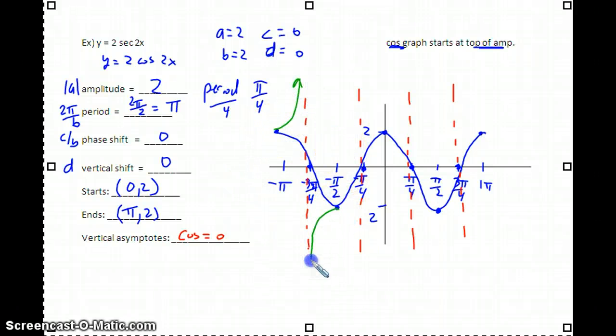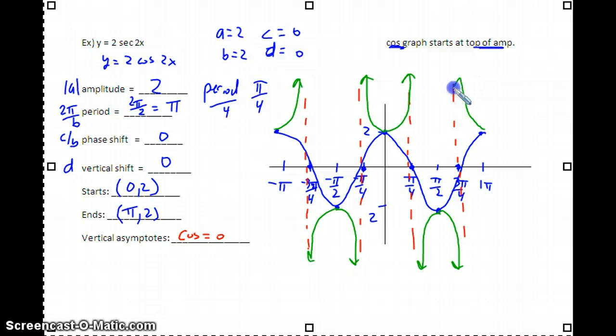This part would come up, this part would go down, this part would come up, this part would go down, and this part would be up like that. Again, the green graph is the actual answer, but I need the blue graph to help me get to the green graph. So when you're doing these for homework, please use 2 different colors so I know what you're telling me is the secant graph.